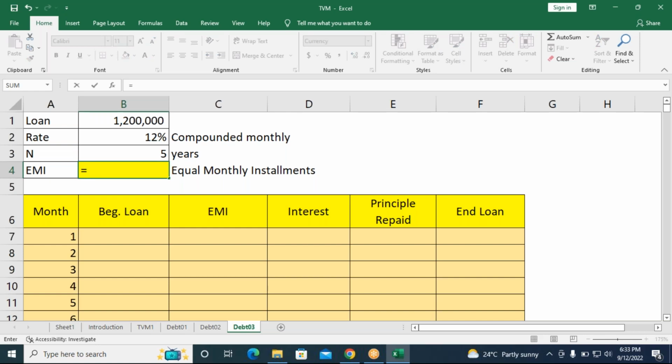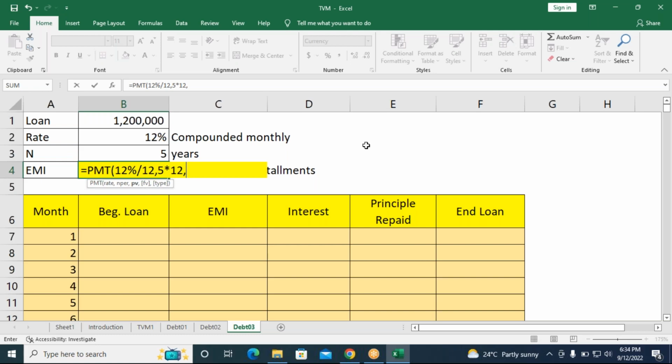What is the PMT? Yes, very good. Open the parenthesis. Then rate. What is the rate? 12%, very good, divided by 12. 12% divided by 12, comma. Now enter the number of periods: number of years is 5, multiplied by 12.